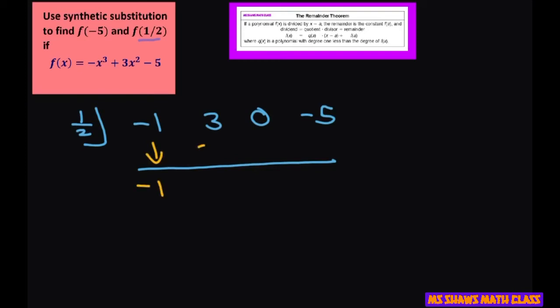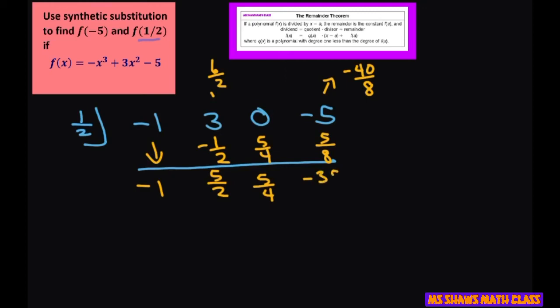And then multiply. So you get -1/2. And 3 minus 1/2. And the way I do it is I just write this as 6/2. I just write it in fraction form. So that's going to be 5/2. Multiply. So that's going to give you 5/4. Add, you get 5/4. 1/2 times 5/4 is 5/8. And add. Now, since I don't have the common denominator, sorry, so when you add, you're going to get -35/8.